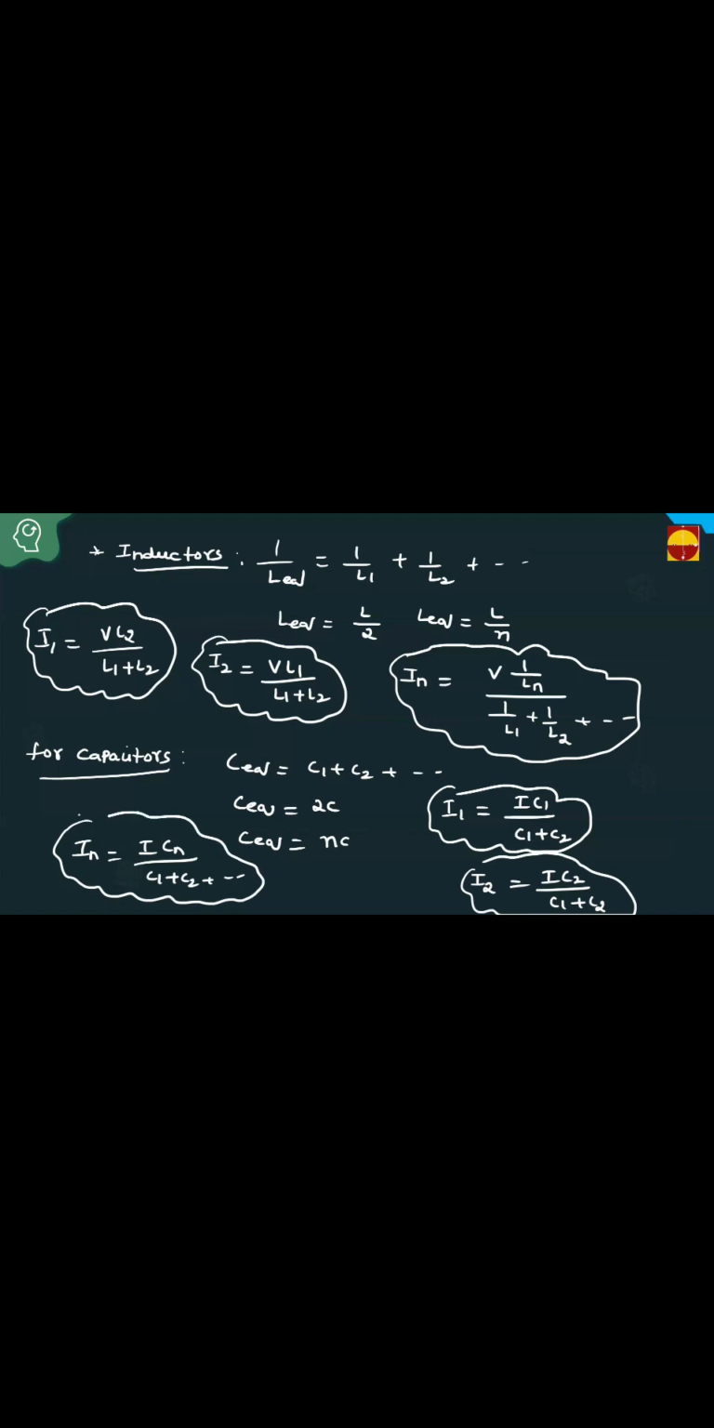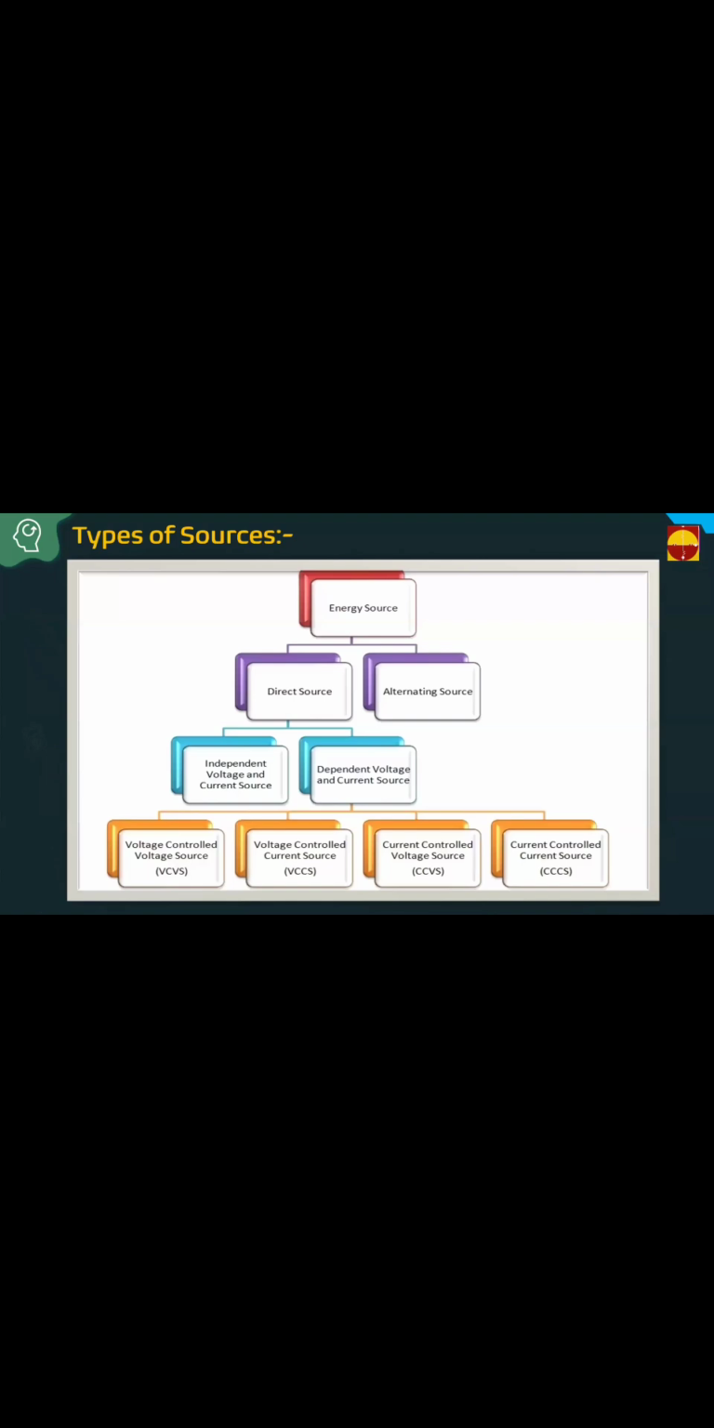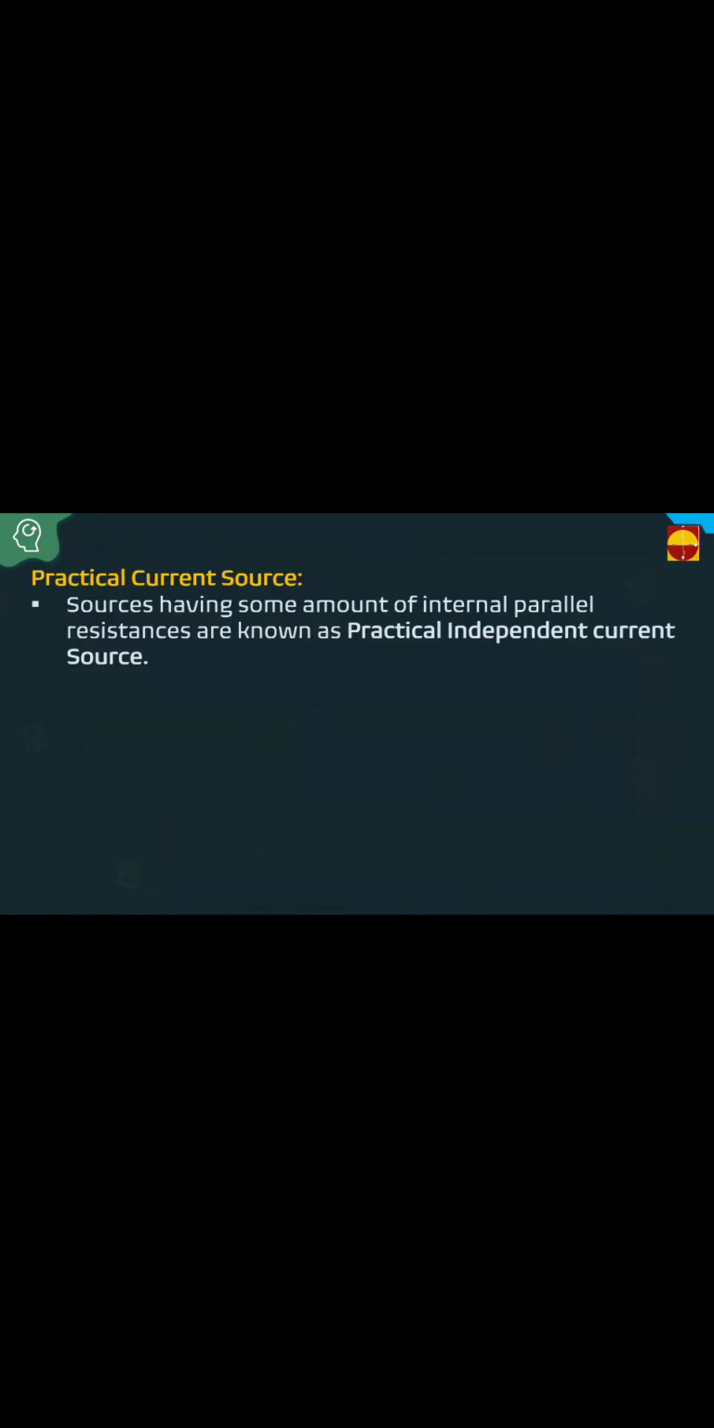Yeah, this is about series connection of resistors, inductors, capacitors, and parallel connection of resistors, inductors, and capacitors. With this knowledge, next I will discuss the different types of sources: direct source, alternating source, independent sources, dependent sources. Independent sources include independent voltage source, ideal voltage source, practical voltage source, independent current source, ideal current source, practical current source. Then what are the different types of dependent sources? After explaining this, we will see some practice questions. Then we go for nodal analysis and mesh analysis. This is about today's session.